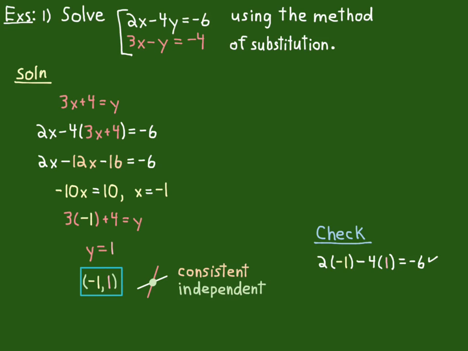So I tried this one. I got 2 times negative 1 minus 4 times 1, and that does equal negative 6. That's this first one. I did it in white for you. So the first equation checks. The second one, I put negative 1 in for x and 1 in for y. And I get 3 times negative 1 minus 1, and that's negative 3 minus 1, which is indeed negative 4, so that checks too. So I know for sure that my answer is correct.